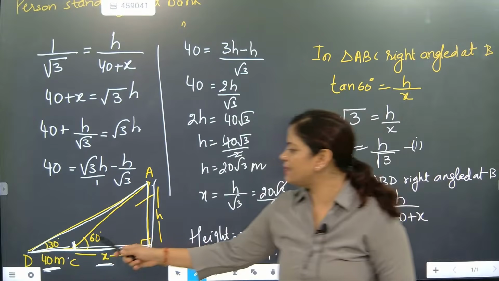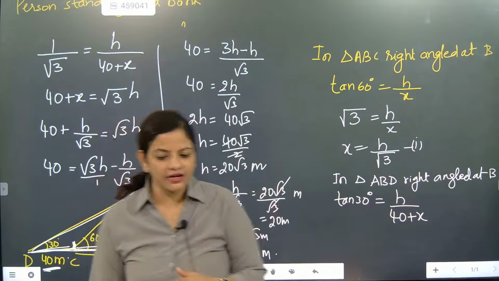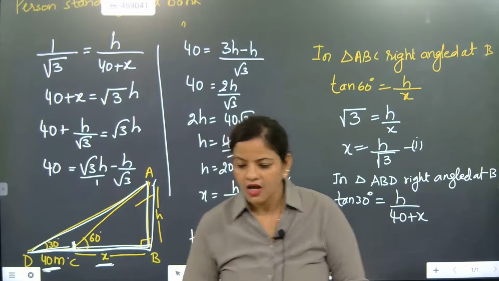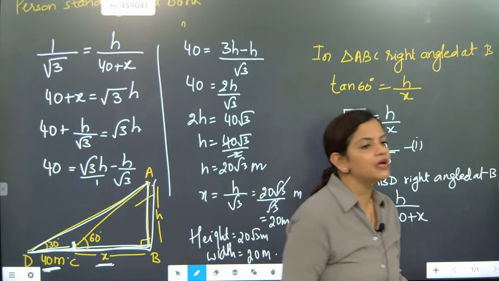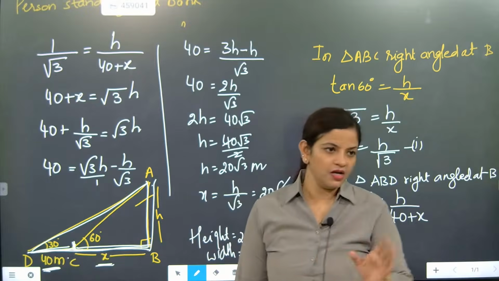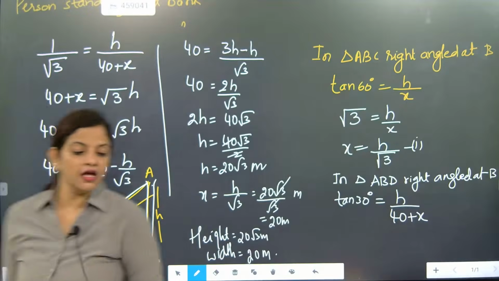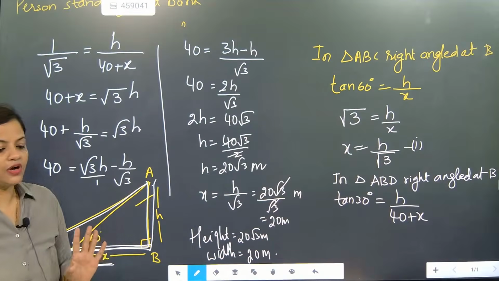60 degree. And after some time, he started going away from the river. After some time, what angle is it making? It is making 30 degree, after going 40 meter away. After going 40 meter again, he saw the tree. This time, what is the angle? 30 degree.